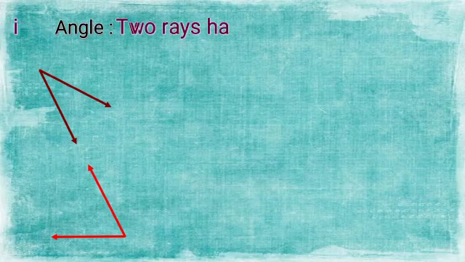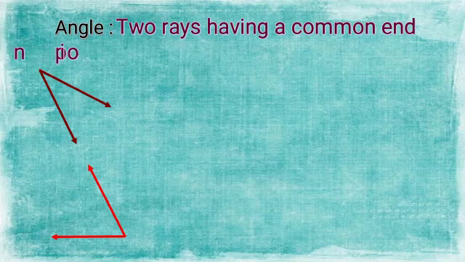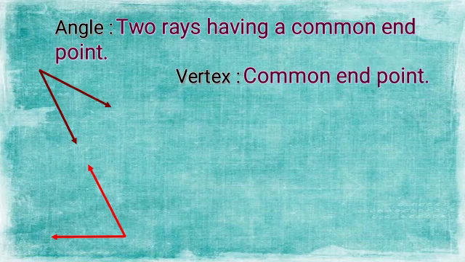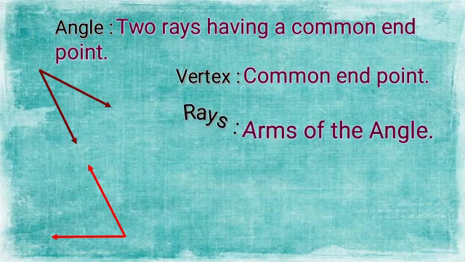Again quickly we can recall the definition of what is meant by angle. The angle is two rays having a common end point. Two rays having a common end point is known as an angle. And what is vertex? Vertex is the common end point. And what are rays? Arms of the angle. So I hope these three things are clear to you.